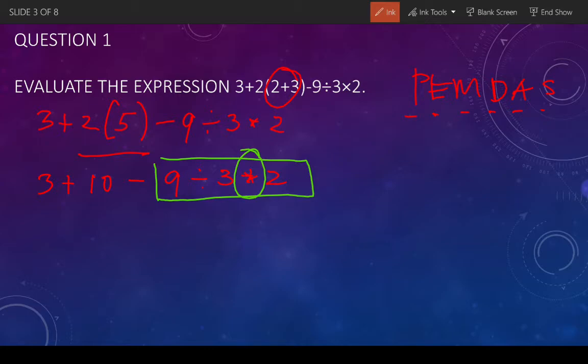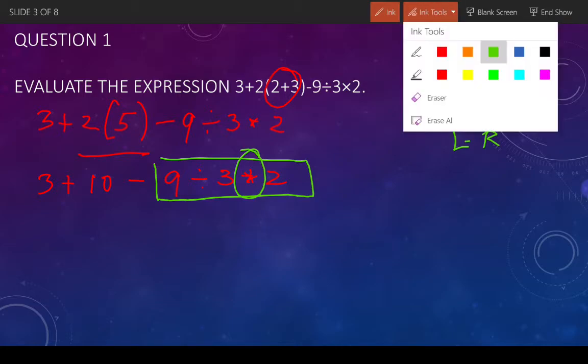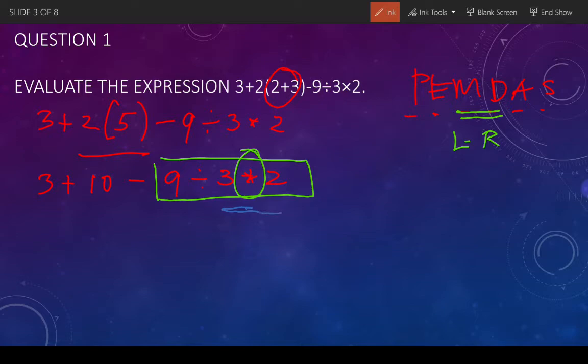Sa PEMDAS na to, may tinatawag tayong left to right rule. Okay? Pag magkasunod si division and multiplication, inuuna natin yung pares na nasa left. So, sa case na to, we are not going to perform the multiplication here first. So, ang unahin natin ipa-perform is si division, kasi mas nauna si division kaysa kay multiplication.